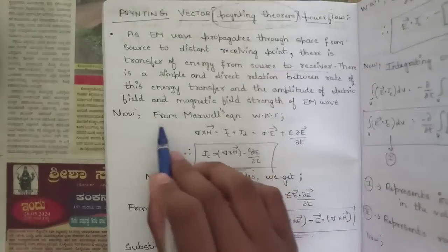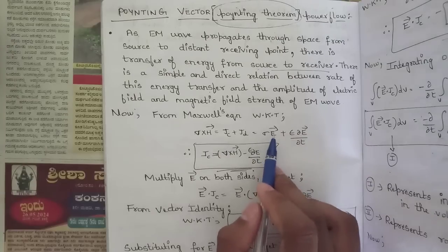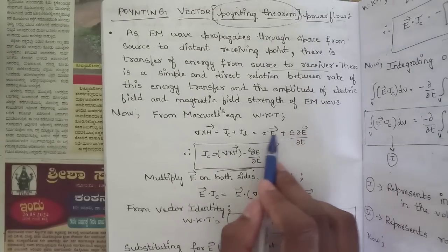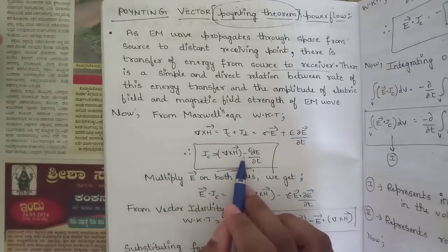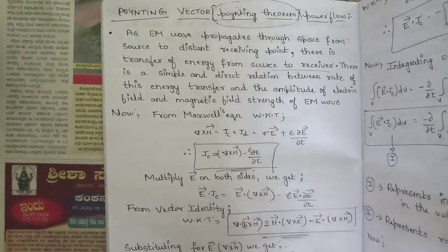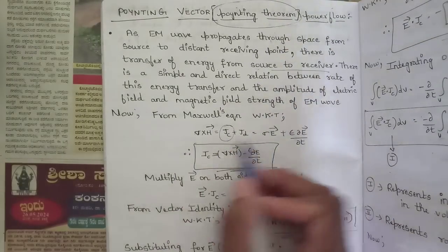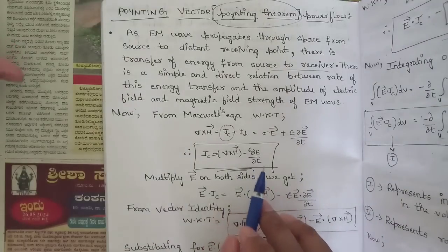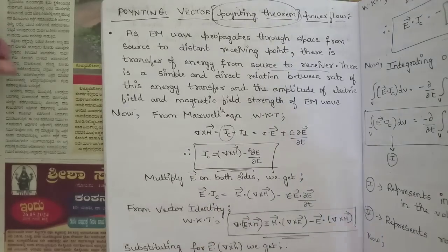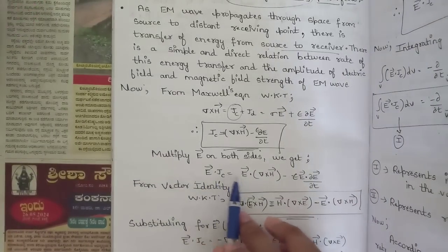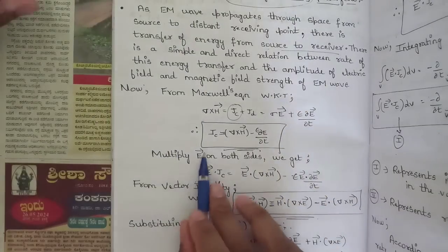Now from Maxwell's equation we know that del cross H is equal to JC plus JD, that is equal to sigma E plus epsilon dou E by dou T, where JC is equal to del cross H minus epsilon dou E by dou T. If we take JC individually, using this equation, this is the equation which we get, that is del cross H minus epsilon dou E by dou T. Now for this equation, multiply the E component on both sides. Now what we are getting is E dot JC is equal to E dot del cross H minus epsilon E dot dou E by dou T, after multiplying E on both sides.